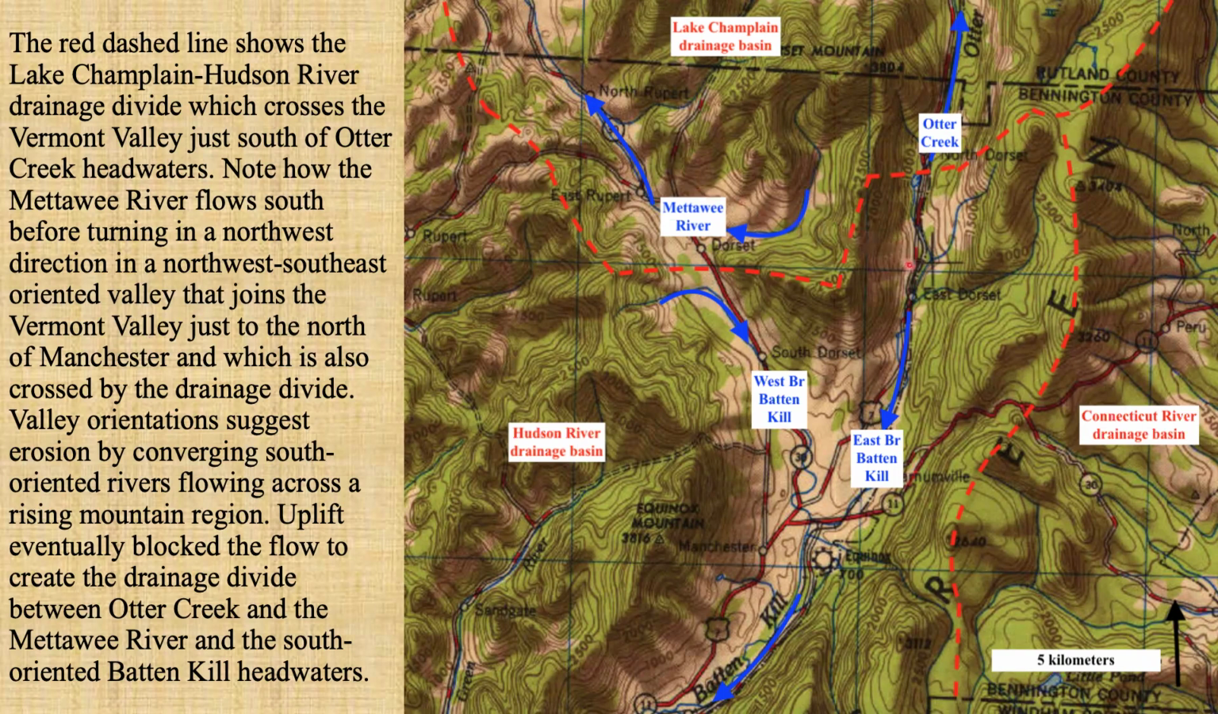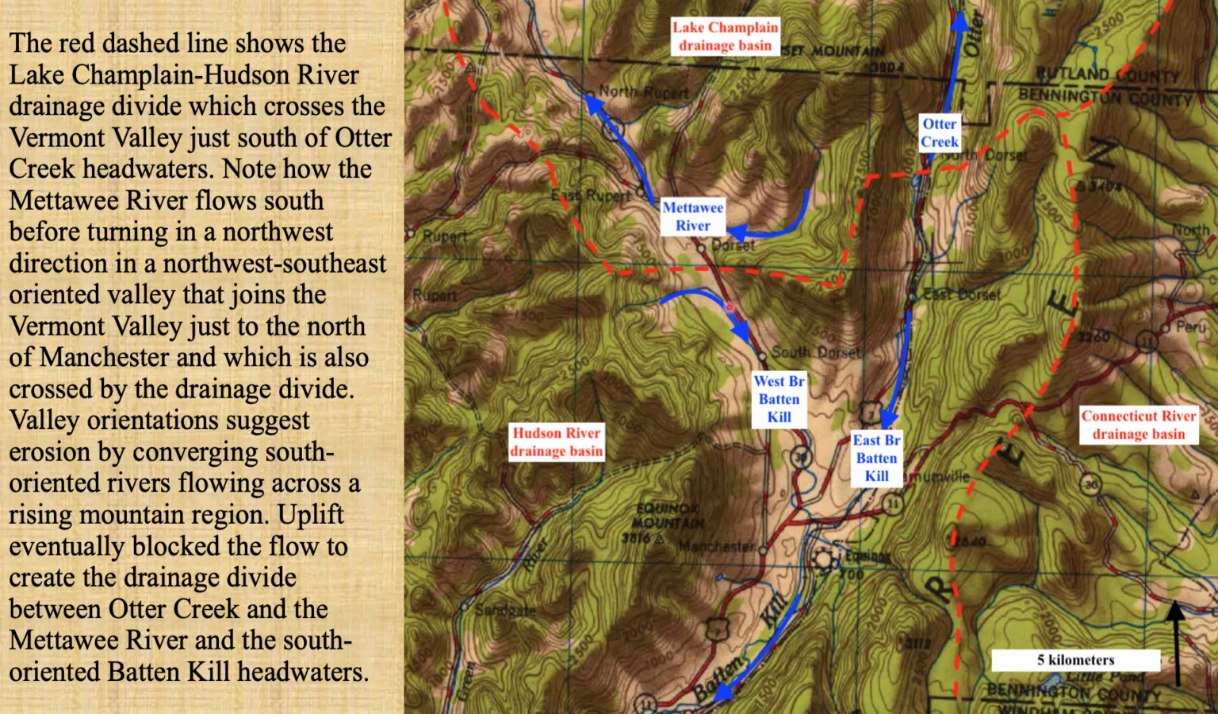To the south of the drainage divide, we have the headwaters for the East Branch of Batten Kill, and over here we have the headwaters for the West Branch of Batten Kill. And as I showed you in the slide before, the Batten Kill flows south for a distance in the Vermont Valley, and then it turns west. It leaves the Vermont Valley and cuts across the mountain ridges to reach the Hudson River.